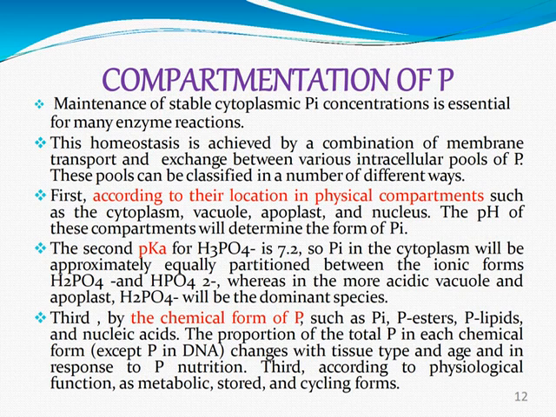Second, by the chemical form of phosphorus, such as ionic phosphorus, phosphoric esters, phosphoric lipids, and nucleic acids. The proportion of the total phosphorus in each chemical form, except phosphorus in DNA, changes with tissue type and age and in response to phosphorus nutrition. Third, according to the physiological function as metabolic, storage, and cycling forms.